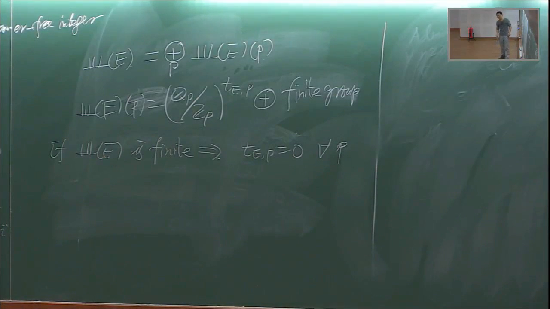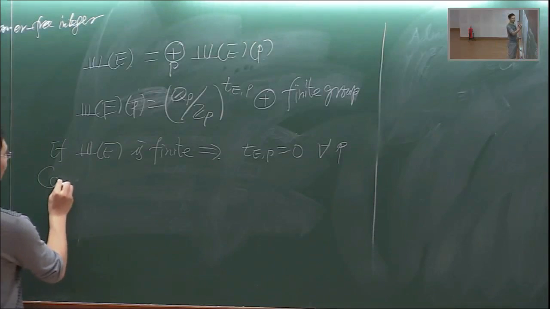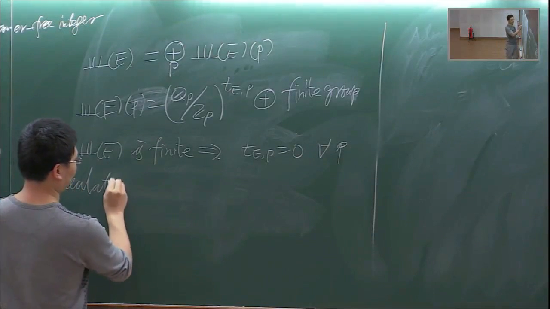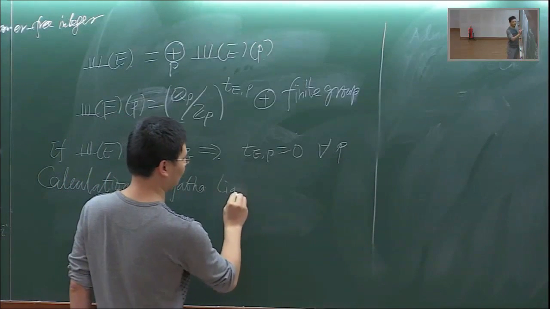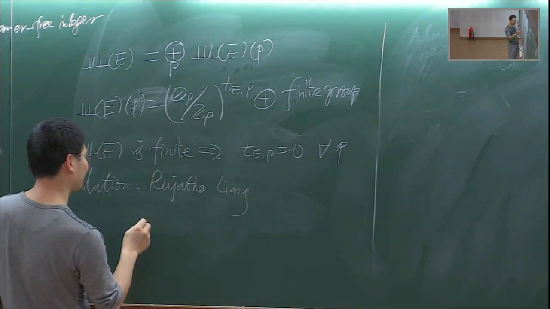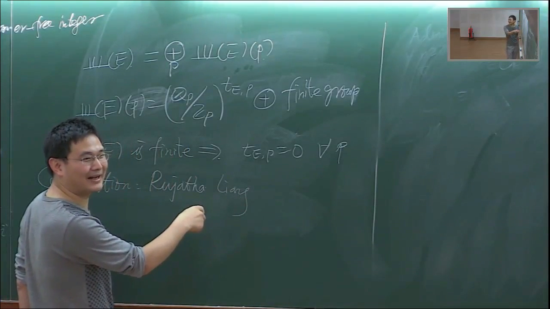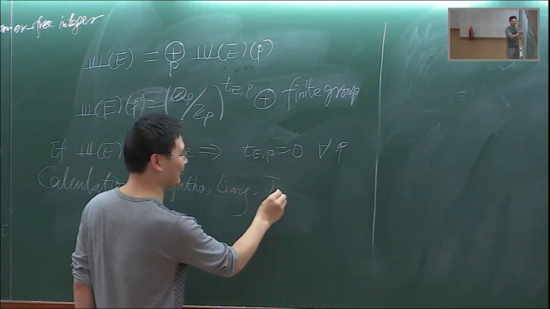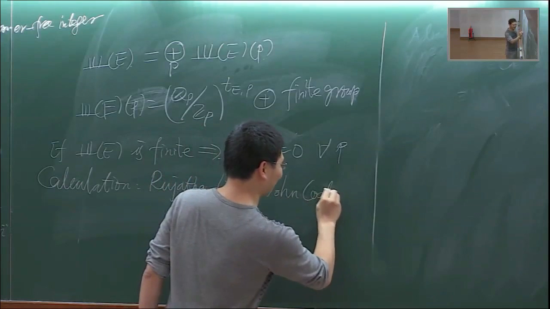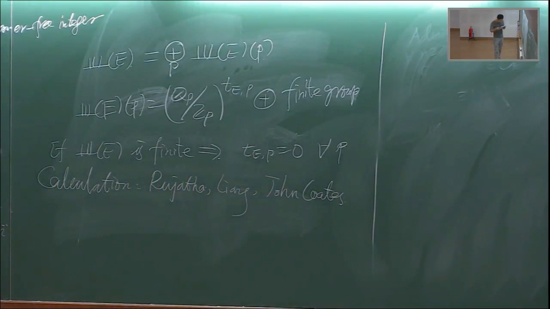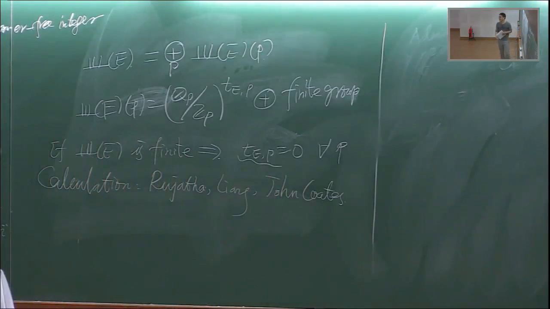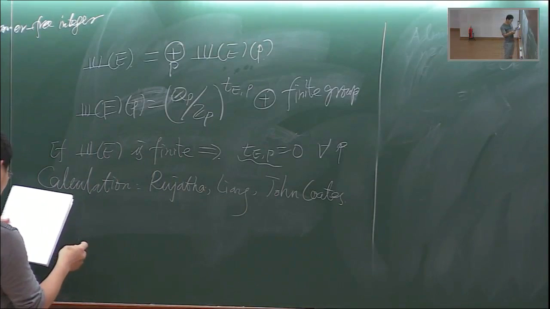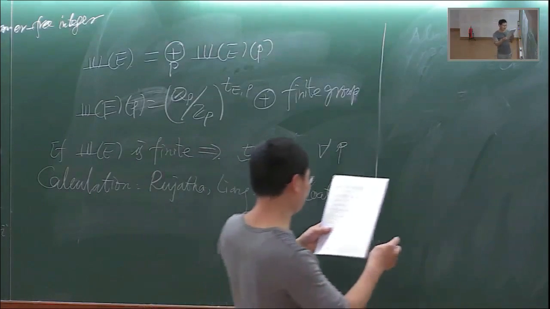So what we did for the calculations? So the calculation by Ruijatha and me, and maybe, okay. I didn't notice the term. Maybe we should put John Coates first. Is that we calculate this one? We calculate this one for a lot of p's.